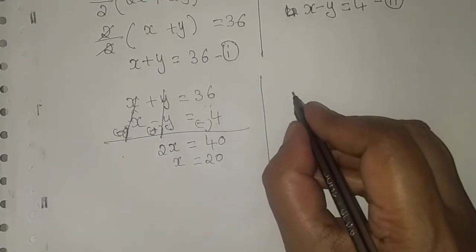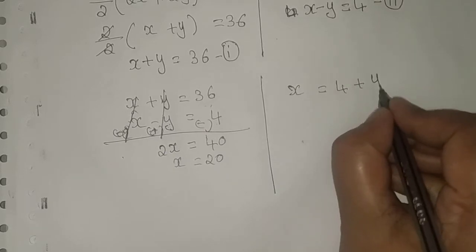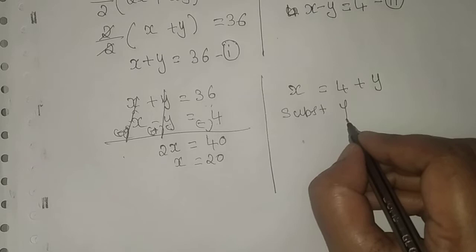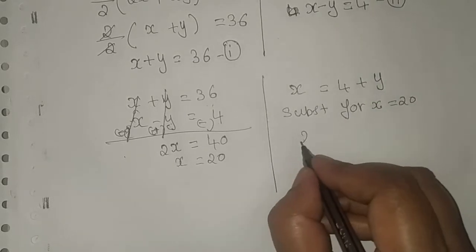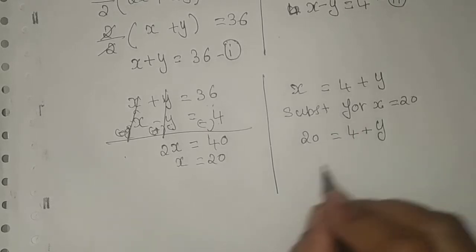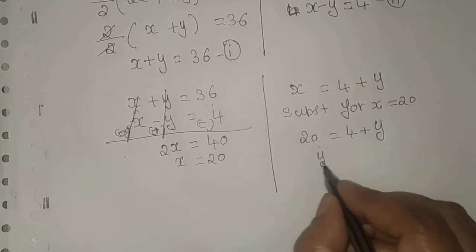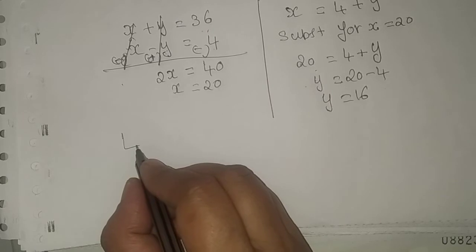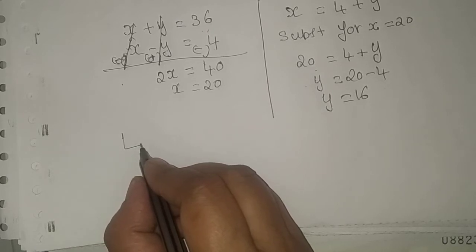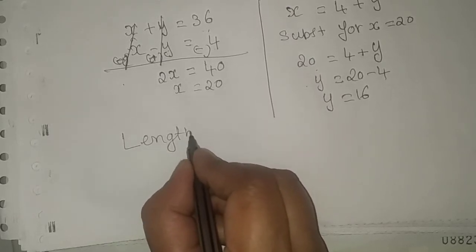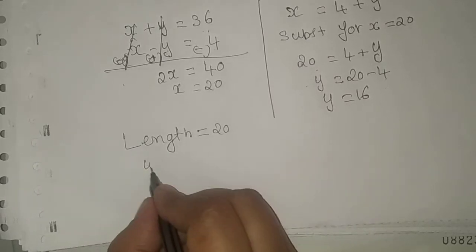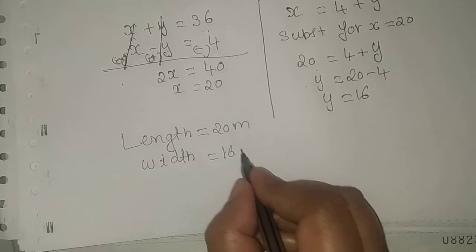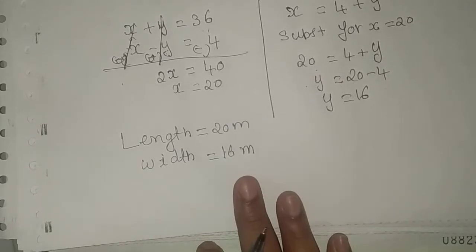Now take the equation x is equal to 4 plus y and substitute x is equal to 20. Then we have 20 is equal to 4 plus y, so y is equal to 20 minus 4, which is y is equal to 16. Therefore the length is equal to 20 meters and the width is equal to 16 meters. So this is the solution for the above problem.